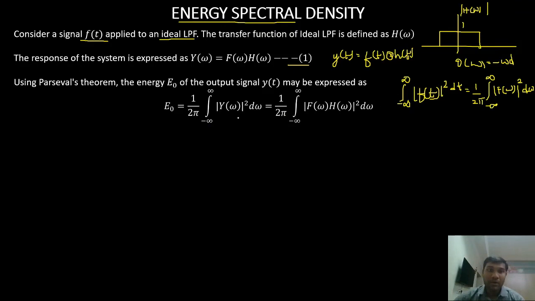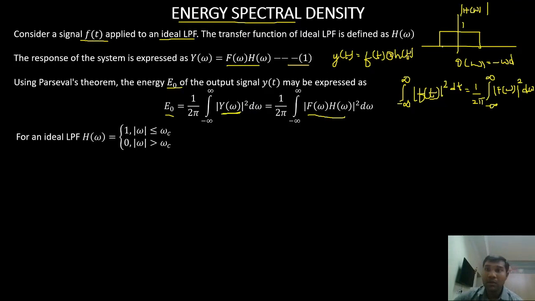Now here I am calculating the energy of the output signal. I am denoting it with E naught. So E naught equals the energy of the output signal, which I am calculating in the frequency domain: 1 by 2 pi integral from minus infinity to infinity of mod of the output spectrum whole square. Since my output signal is y of t, its Fourier transform is Y of omega, so mod Y of omega whole square d omega. So what is Y of omega? It is equal to F of omega into H of omega, that I am substituting here.